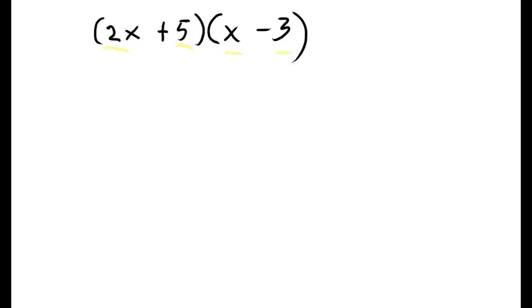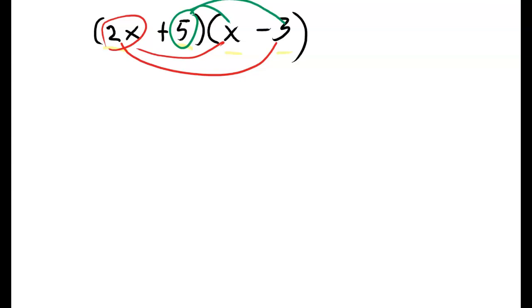Now, the process of multiplying polynomials together is really just a process of distributing each term of the first through each term of the second. And there are multiple ways this is shown. Some texts show that you do 2x times x, and then 2x times a negative 3, and then you do 5 times x and 5 times a negative 3.